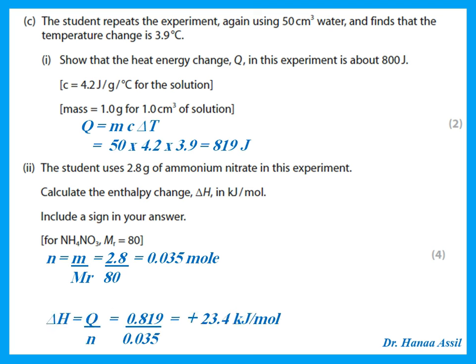ΔH is Q over n. So the Q that we got up there is in joules. So he wants the ΔH in kilojoules per mole. So I need to divide the 819 by 1000. So this gives me 0.819. Divide that by the number of moles, it gives you 23.4.